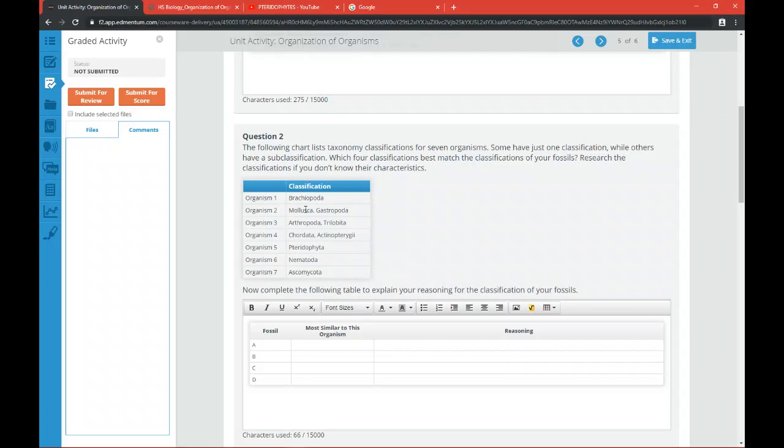Now, I'm sure these words look overwhelming, and it might be hard for you to say brachiopod or mollusk, gastropod, arthropod. You may not even know how to pronounce these. So this is where the time is going to come in. You have tools at your disposal that you can use. So I'm going to show you an example.